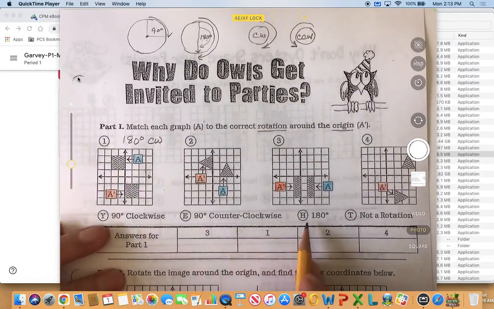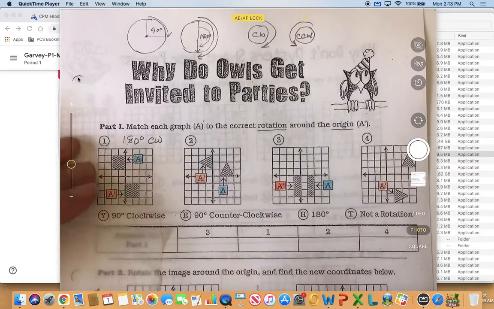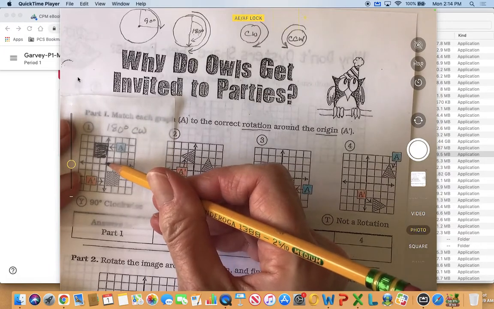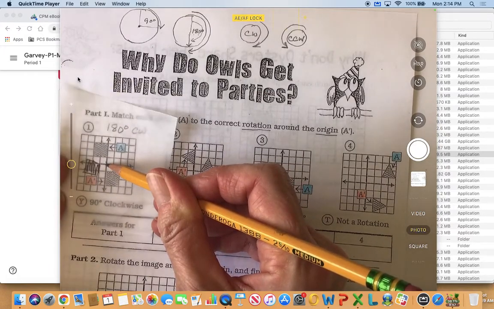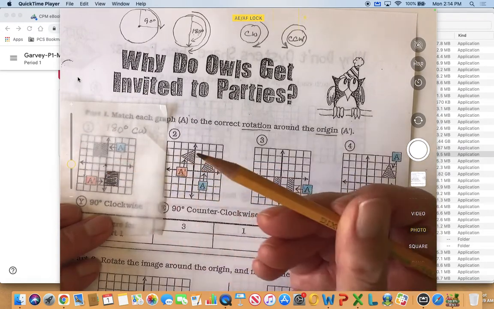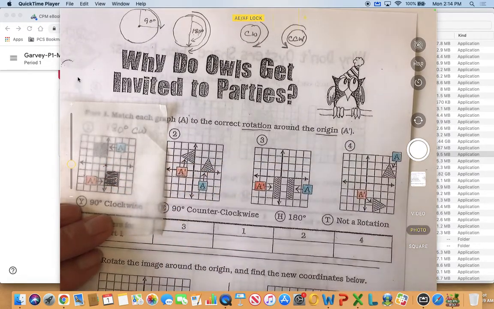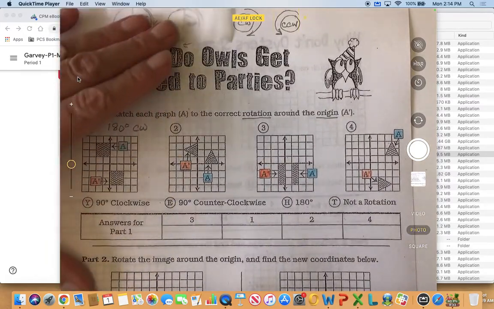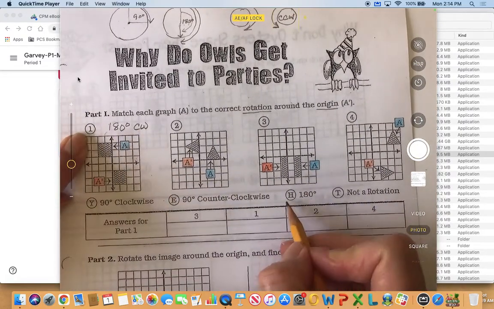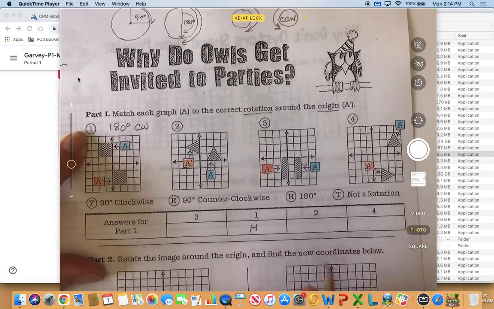Well, that doesn't turn out to matter, because if you go all the way around, it doesn't matter which direction you go. For instance, watch this. I'm going 180 degrees counterclockwise. There's 90, and there's 180. And see, it doesn't matter which direction you go, this way or this way. If it's 180 degrees, you land in the same place. Okay, so it's 180 degrees, so that's number 1, and that matches up with H. So over here on 1, I can just put the letter H.